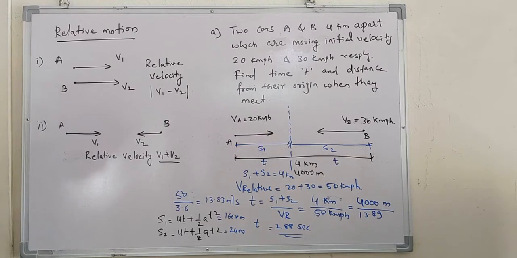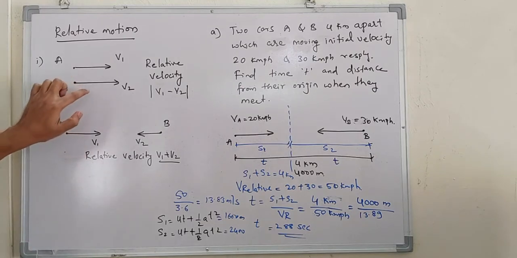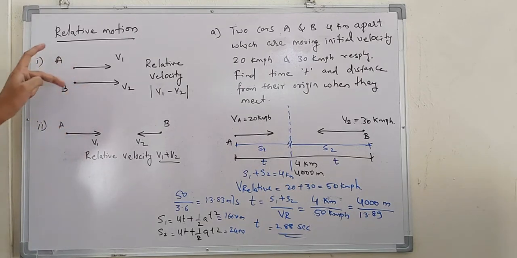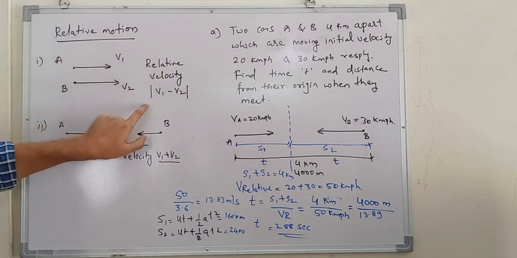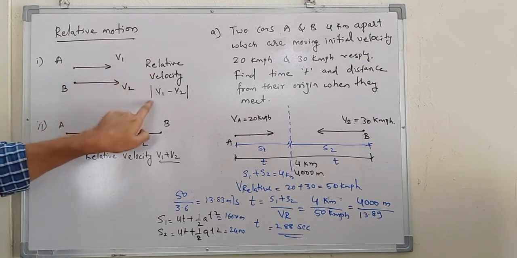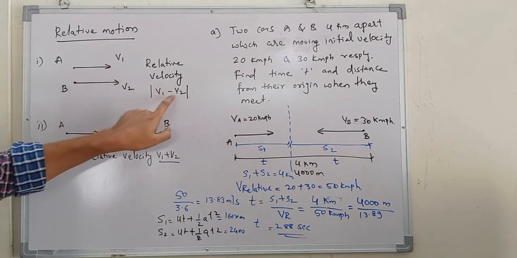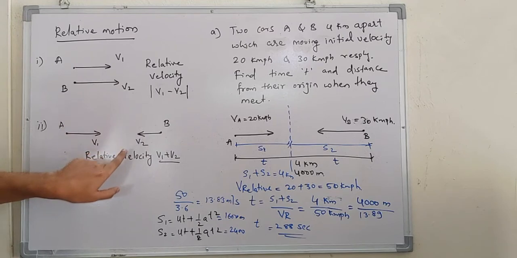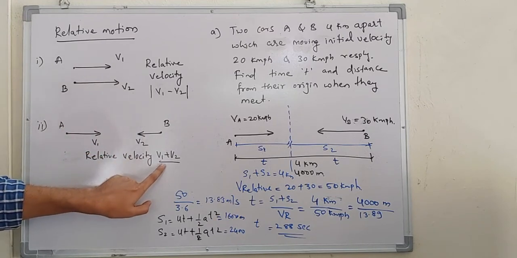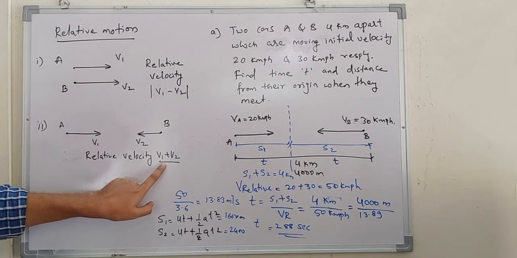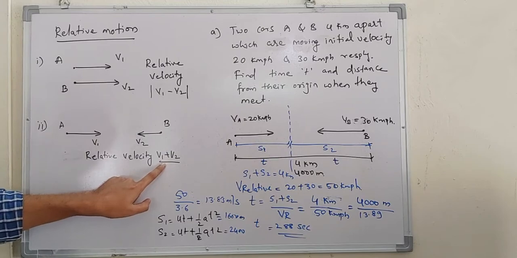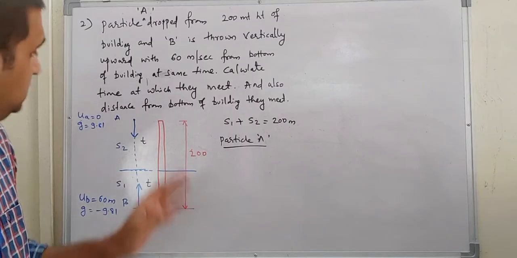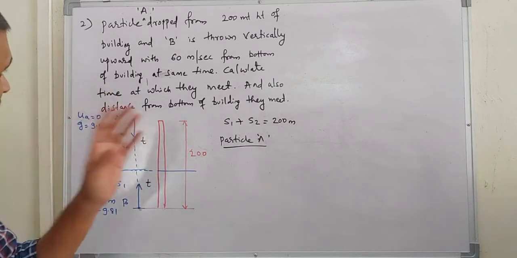So now the only thing you have to keep in mind in relative motion is this: when particles are moving in the same direction, the relative velocity is the absolute value of the difference between those two velocities, and when moving in the opposite direction, it is the sum of those two velocities. Hope this is clear.